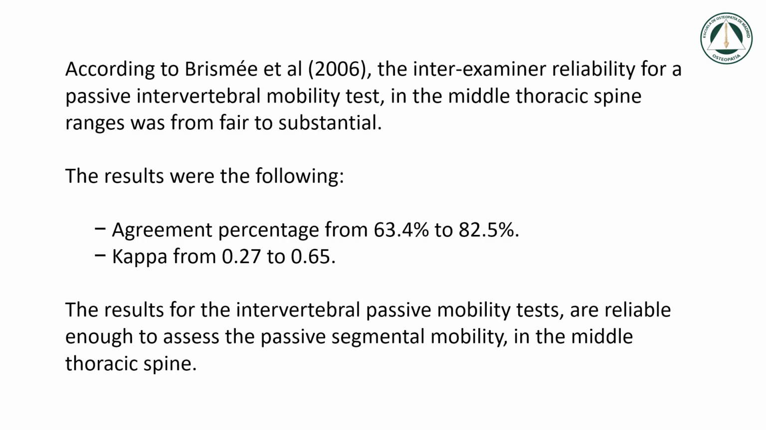According to Brismy et al., 2006, the inter-examiner reliability for a passive intervertebral mobility test in the middle thoracic spine ranges from fair to substantial. The results were the following. Agreement percentage from 63.4% to 82.5%. Kappa from 0.27 to 0.65. The results for the intervertebral passive mobility tests are reliable enough to assess the passive segmental mobility in the middle thoracic spine.